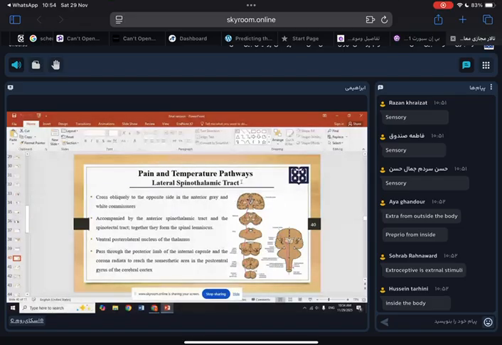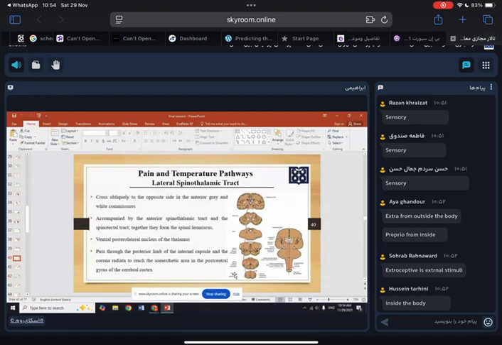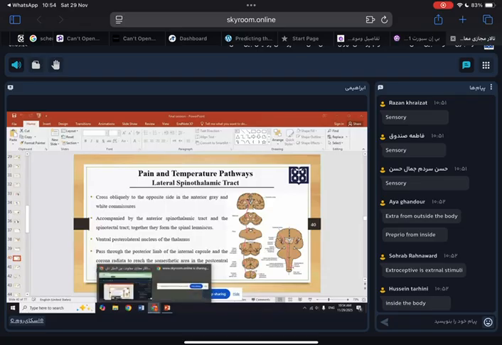I wrote it for you, lateral spinothalamic. It is based on the location. In the next slide, you can see the anterior spinothalamic tract. It means that this tract is located anterior to the previous one. So, the first order neuron here comes from the outside, comes to the DRG, then came to the spinal cord. So I have a question.